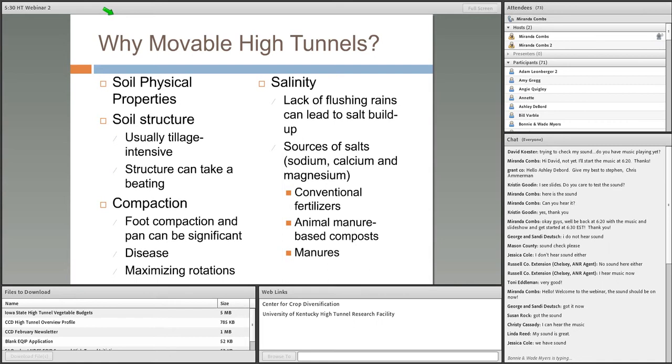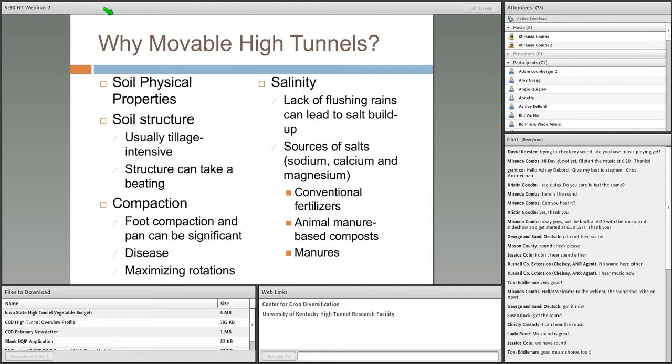So that's what leads folks to think about movable high tunnels. Rather than taking a year off and leaving that plastic off to leach those salts out, you might consider a movable tunnel. It does also afford some additional opportunities for thinking really creatively about your rotation, so this idea of being able to move the heat during certain times of the year and then getting the heat off the crop when it doesn't need it. There are some really creative growers out there that are using movable high tunnels for those kinds of purposes, but we'll talk about those in a future webinar.